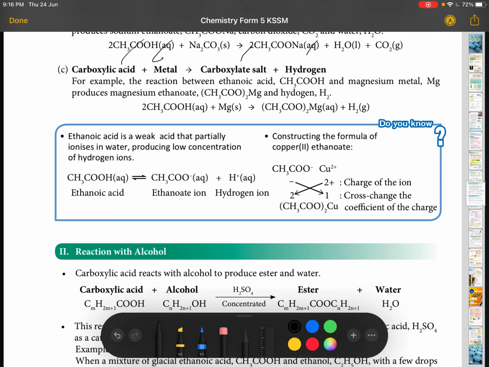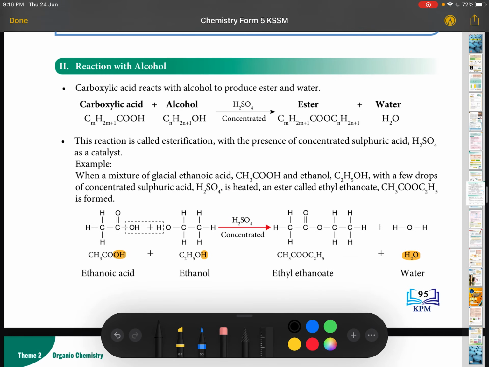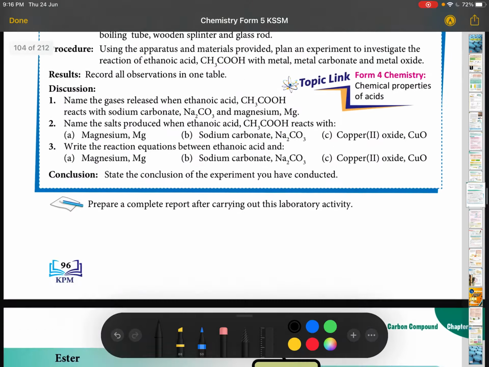It is a weak acid. Basically, it can ionize in water to become ethanoate ion and hydrogen ion. But it can easily turn back into ethanoic acid because it's a weak acid. However, it still undergoes these reactions.